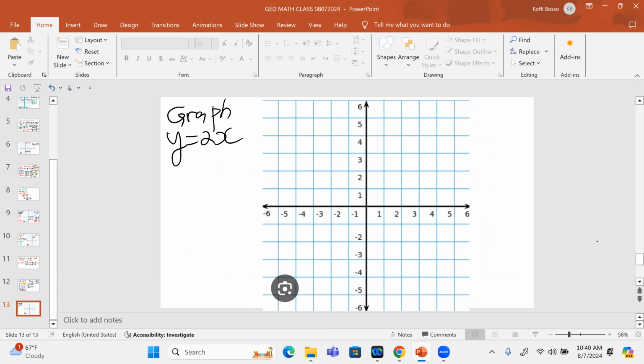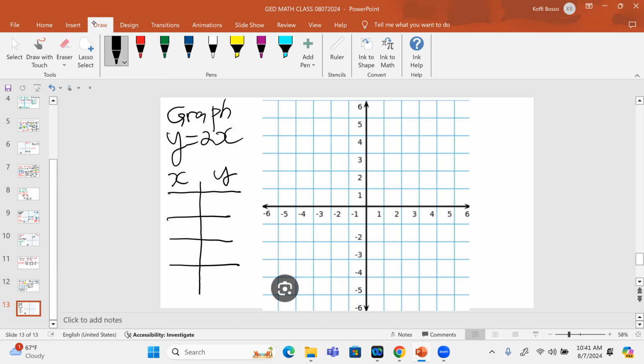Okay, look, I want to make this table. A 2-column table. The first column we put x, the second column we put y. I will choose an x value, and you're gonna tell me what the y value is, which is to plug in. If x is 0, what will be the y value? The equation is y equals 2x.